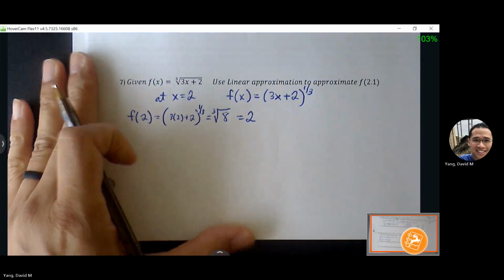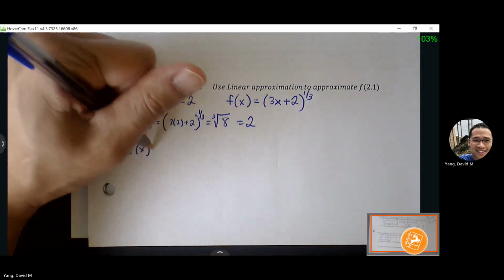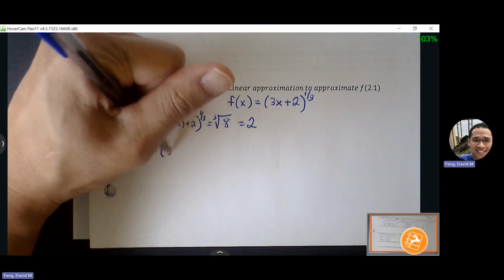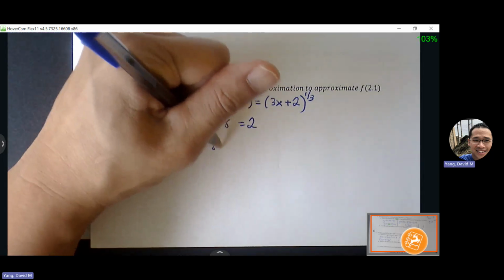Okay, good. Now we can build the derivative. And to build the derivative here, what rule do we need? Chain rule, right? You see that outside-inside portion.